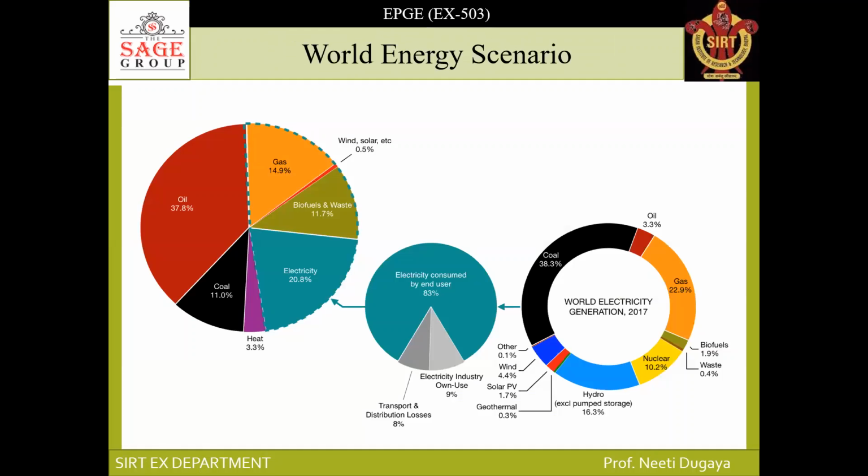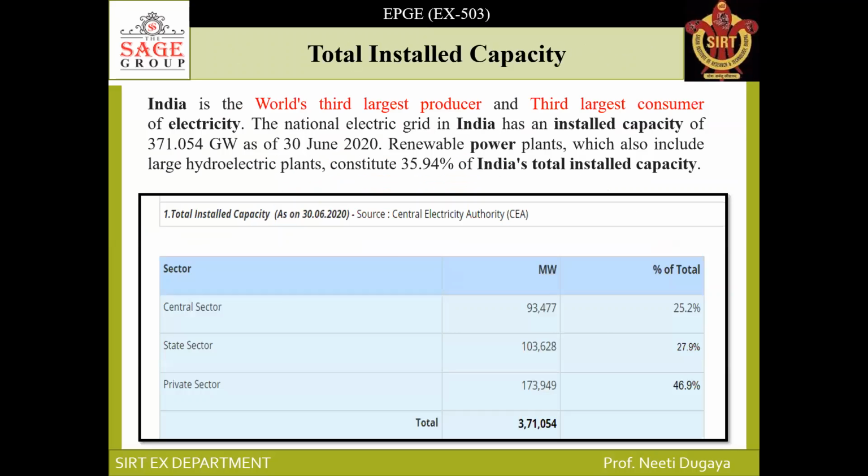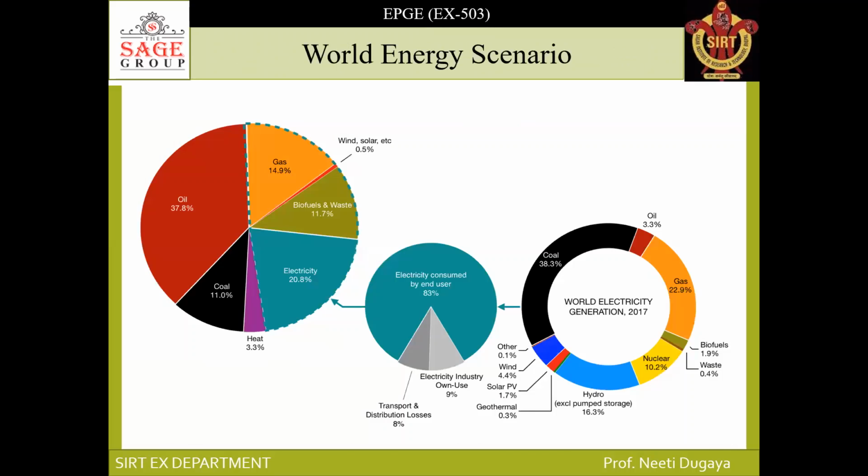So this is a very vital subject. This is the world energy scenario. Before we proceed further, we have to have knowledge about the world energy scenario. In the world energy scenario, we have oil, gas, biofuel, electricity, coal, and heat percentages.